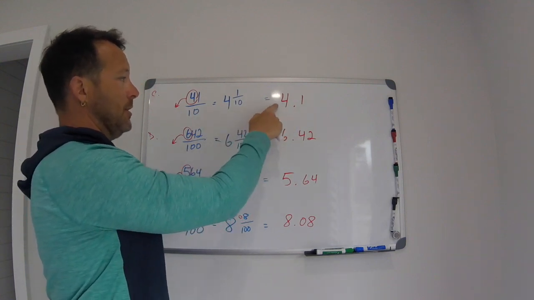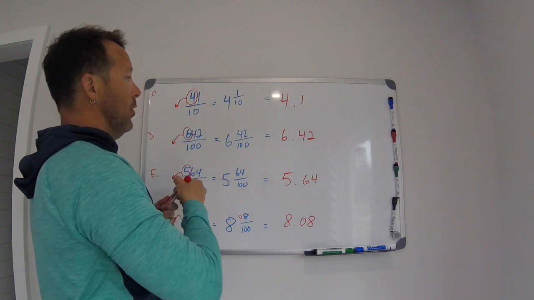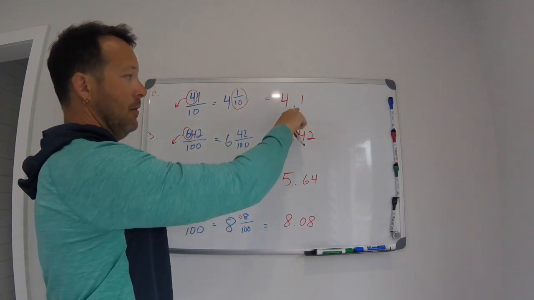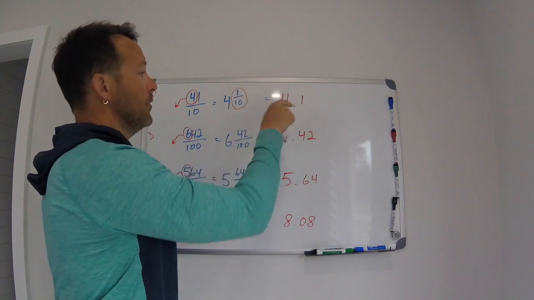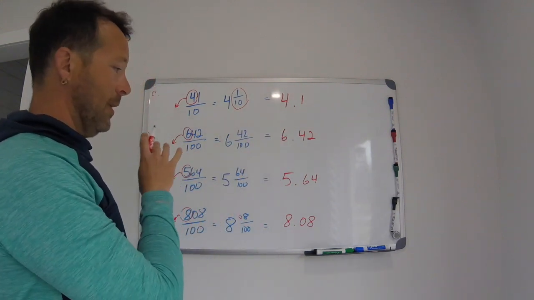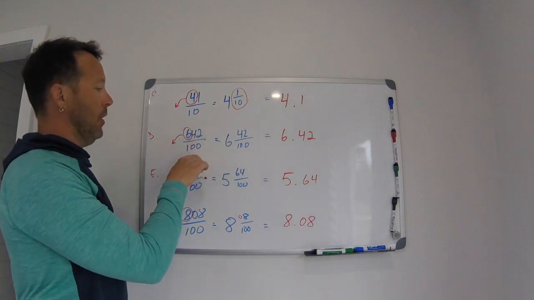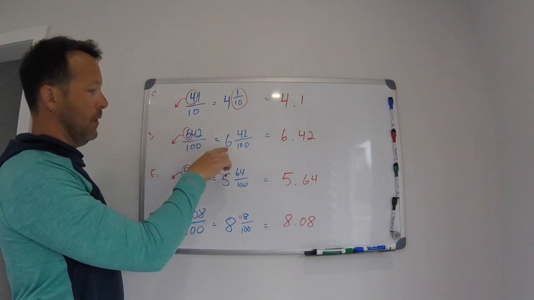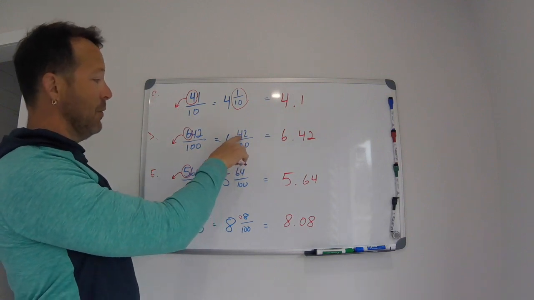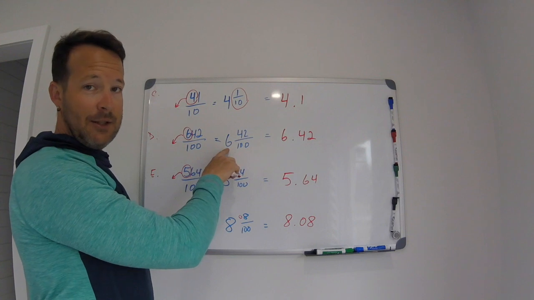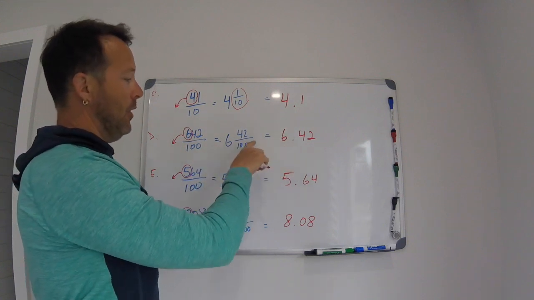The 4 stays the same. You're just converting this portion, okay, to a decimal: 1/10, 0.1, okay, so 4.1. So it's the exact same method for each of these. So 642 over 100, take the 6 out, it becomes your whole number. It leaves you with 42 over 100. Okay, so we write that as 6, stays the same, 6 is always there, 0.42.